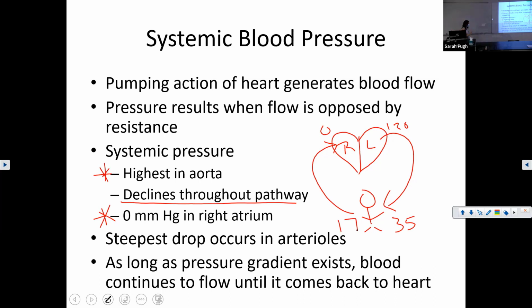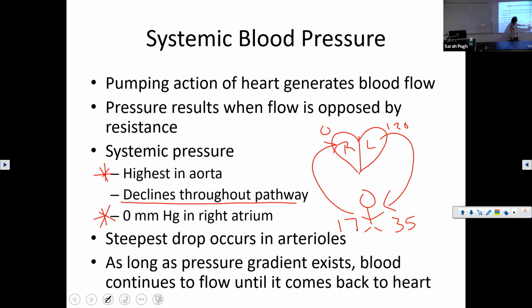Now, as long as you have a blood pressure, blood will continue to flow back to the heart, okay? The pressure gradient is helping to drive blood flow through the body. This is one of the reasons why massive blood loss can result in death, okay? If you lose a lot of blood volume, your pressure is going to go down. Think of a water balloon. If you have less water in that balloon, there's less pressure in the balloon, right?